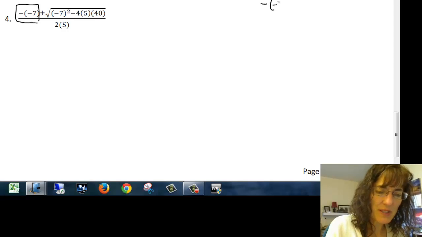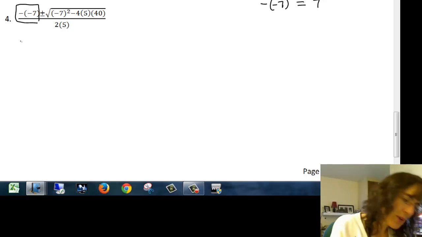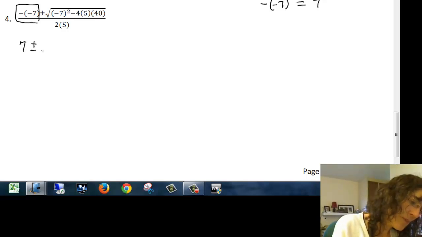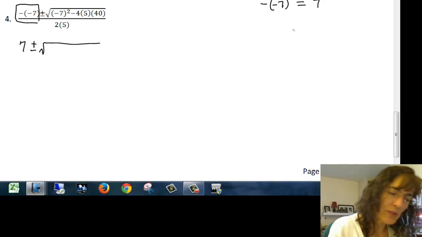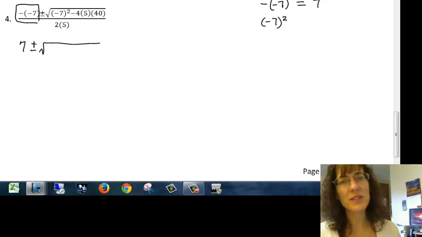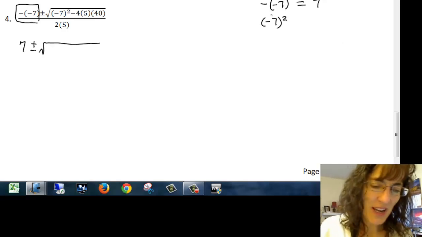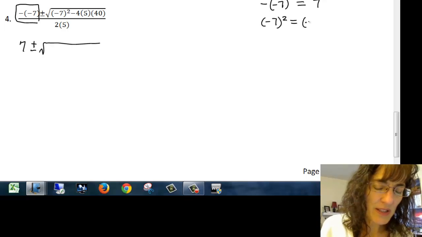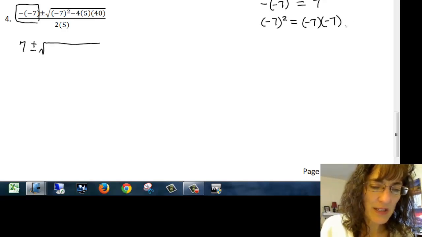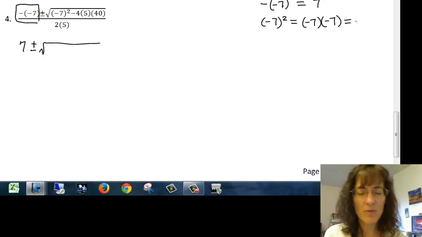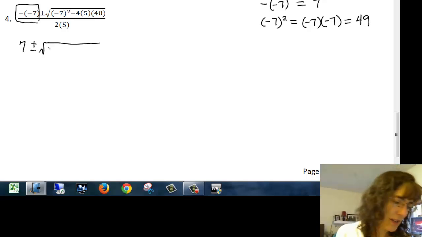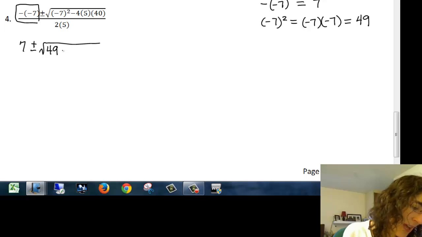So I have the opposite of negative 7, and remember that's the same thing as just a positive 7. So I can rewrite that 7 plus or minus, and then I have the square root, negative 7 squared, underneath that square root. That's the first thing we have to work on, right? So negative 7 squared: because of the parentheses, I'm taking negative 7 times itself, and I get a positive 49. So I have 49, and then I want to change it to plus a negative 4 times 5 times 40.